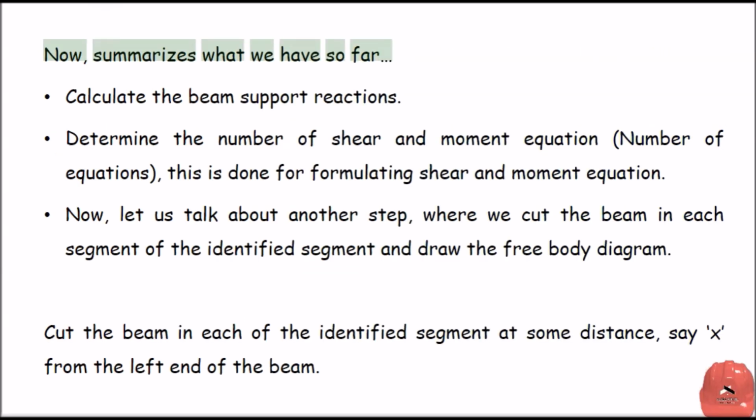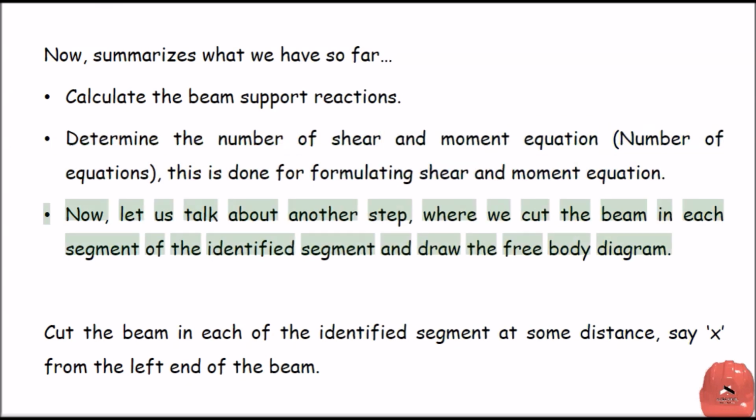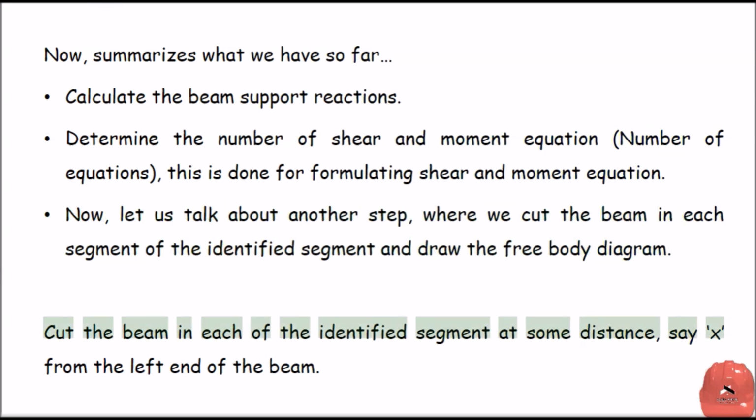Now, to summarize what we have so far: calculate the beam support reactions, then determine the number of shear and moment equations. This is done for formulating the shear and moment equations. Now, let us talk about another step, where we cut the beam in each of the identified segments and draw the free body diagram. Cut the beam in each of the identified segments at some distance, say x, from the left end of the beam.